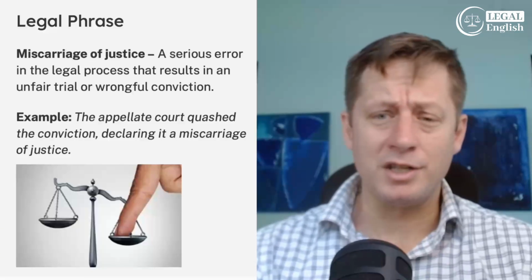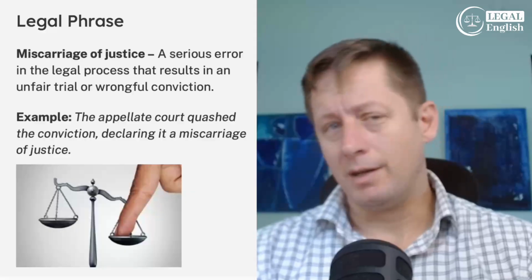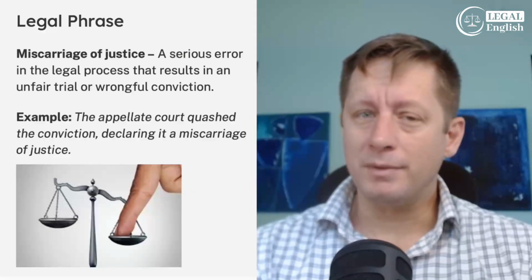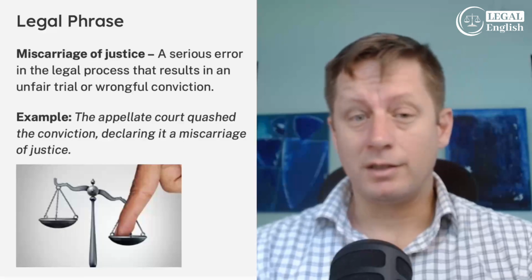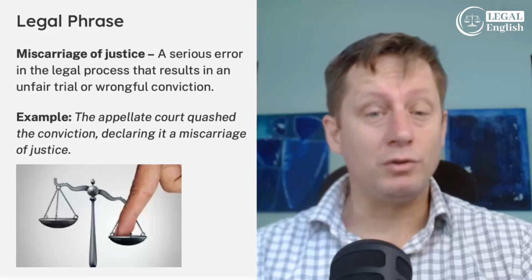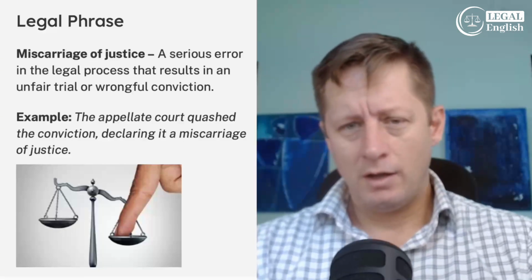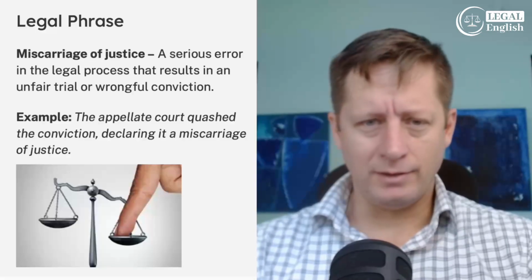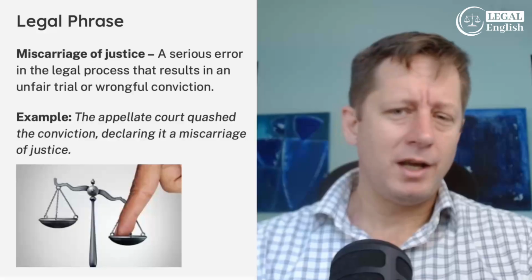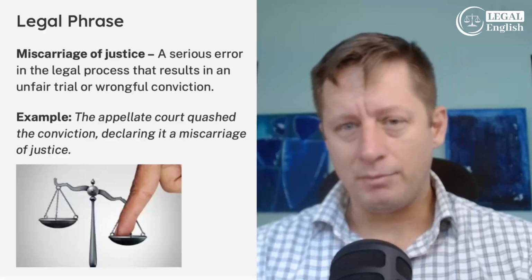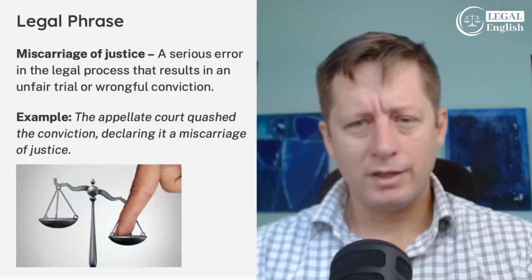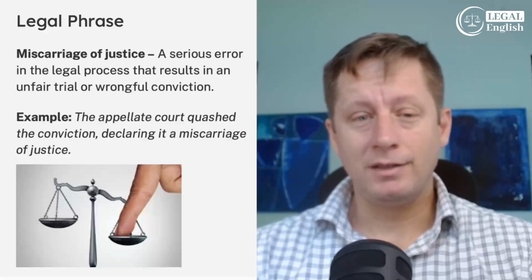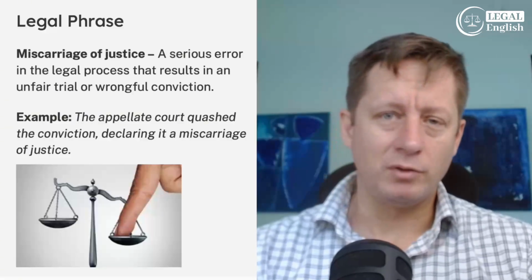You'll hear collocations such as correcting a miscarriage of justice, or grounds of appeal based on miscarriage of justice. Declared a conviction unsafe due to miscarriage of justice. For lawyers, this phrase is powerful and technical. It is not used lightly. To allege a miscarriage of justice is to claim that the entire trial was flawed and that the conviction cannot stand. In appellate advocacy, few phrases carry greater weight.